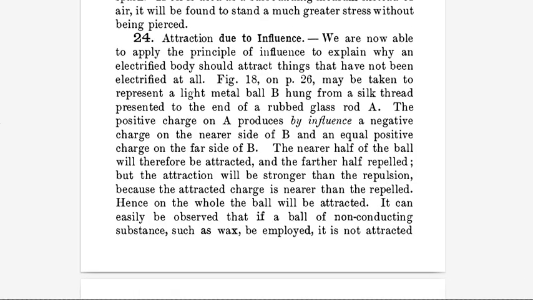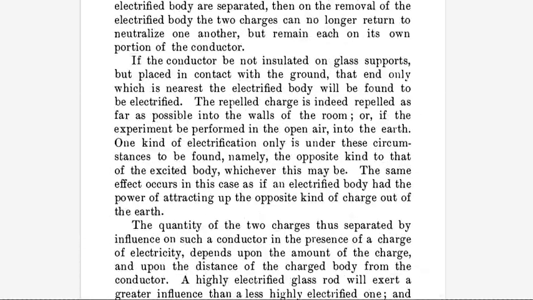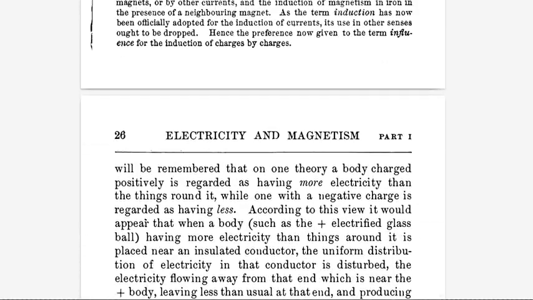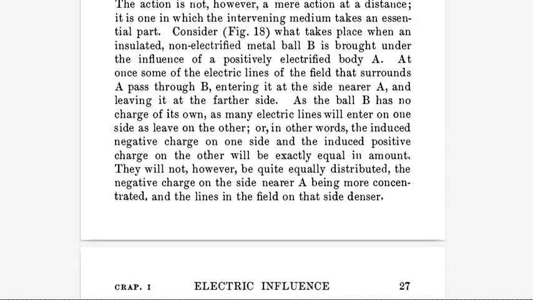24. Attraction due to influence. We are now able to apply the principle of influence to explain why an electrified body should attract things that have not been electrified at all. Figure 18, on page 26, may be taken to represent a light metal ball B hung from a silk thread presented to the end of a rubbed glass rod A. The positive charge on A produces by influence a negative charge on the nearer side of B and an equal positive charge on the far side of B. The nearer half of the ball will therefore be attracted, and the farther half repelled, but the attraction will be stronger than the repulsion, because the attracted charge is nearer than the repelled. Hence on the whole the ball will be attracted.